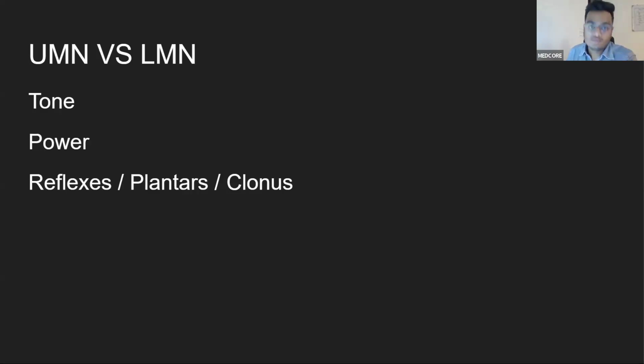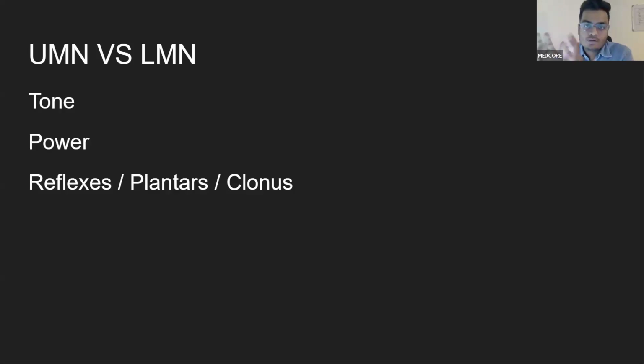But when the tone is increased, you need to specify whether it is a rigidity type of pattern or a spastic pattern. So in the upper motor neuron, it is a spastic pattern, versus in lower motor neuron, you would expect the tone would be reduced. Now, power you would expect to be reduced in both of the patterns, upper and lower motor neuron.